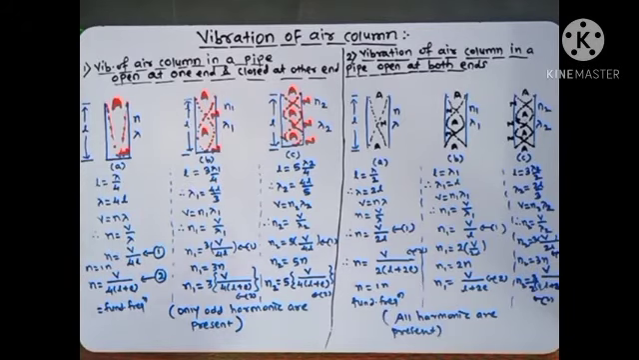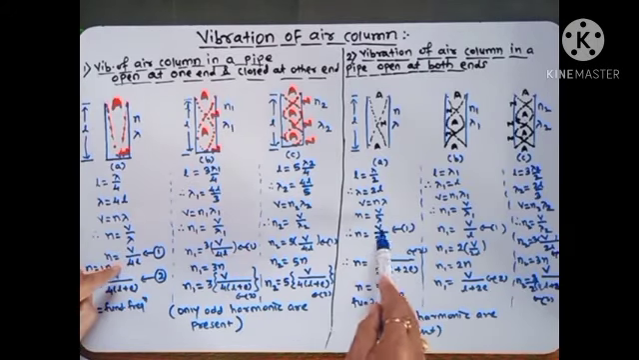That means when your pipe is open at one end and closed at the other end, then only odd harmonics are present. But whenever the pipe is open at both ends, then all harmonics are present. And the fundamental frequency here, N equal to V upon 4L, and here N equal to V upon 2L.